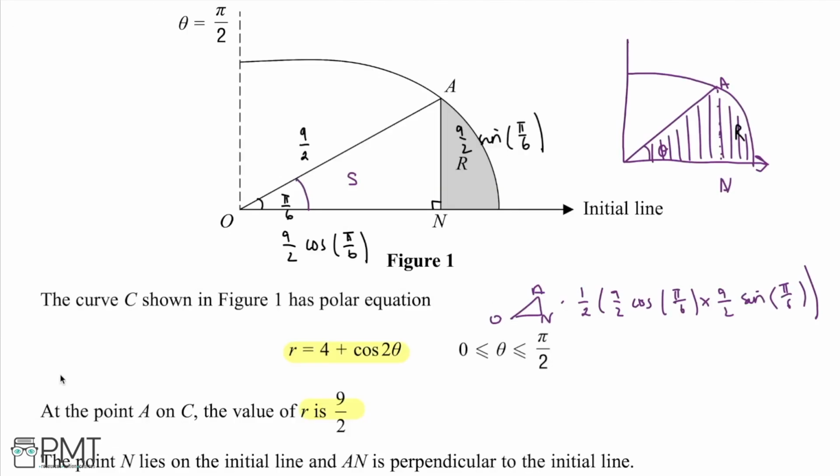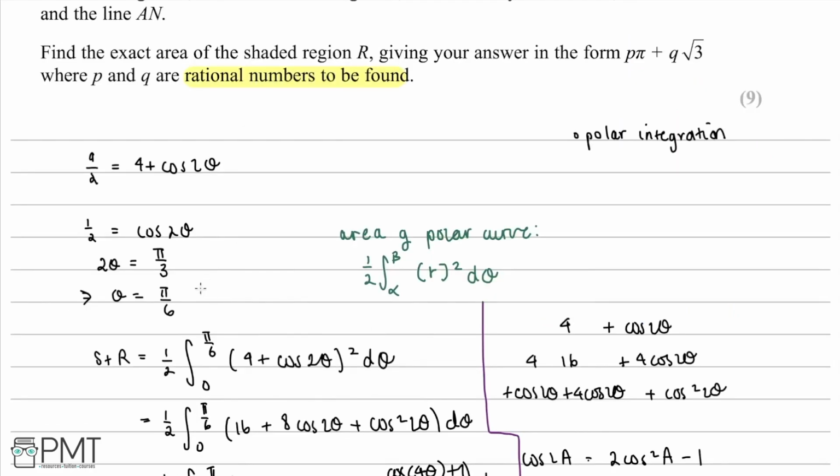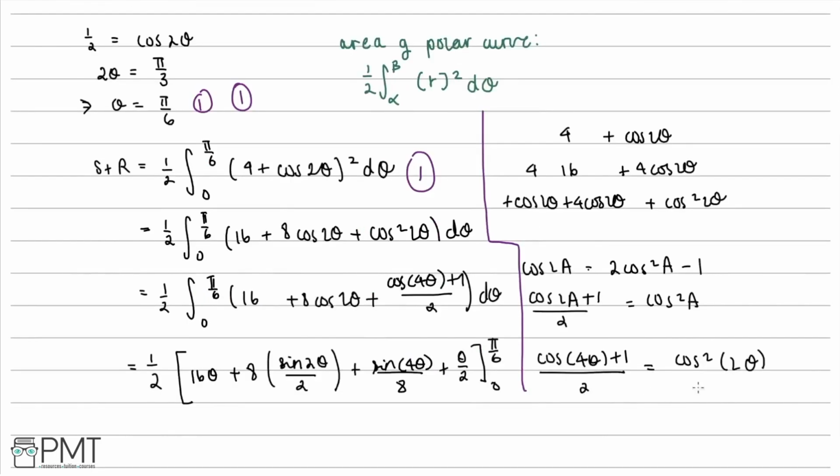Now that we have solved the question, let's find out where the marks are. You get a method and an accuracy mark for finding out the value of theta, so you get 2 marks over here. You get 1 mark for writing out the integral of S plus R, so you get another mark over here. You get 1 mark for using the double angle formula in order to find out an equation for the integral in terms of cos 4 theta, so you get 1 mark over here.